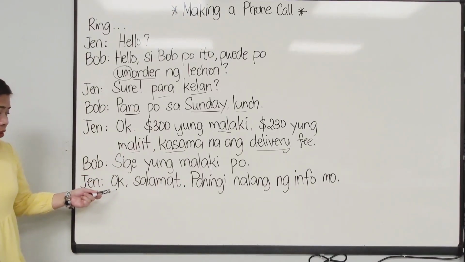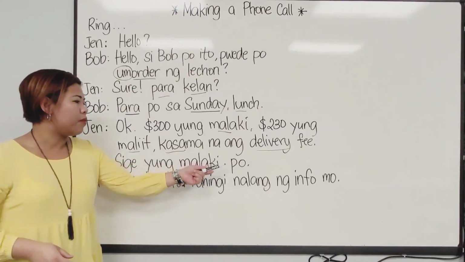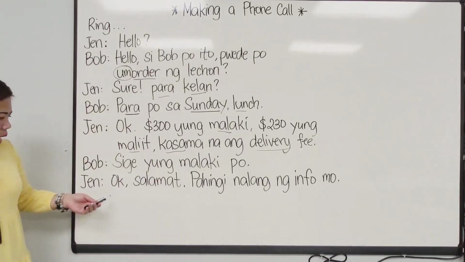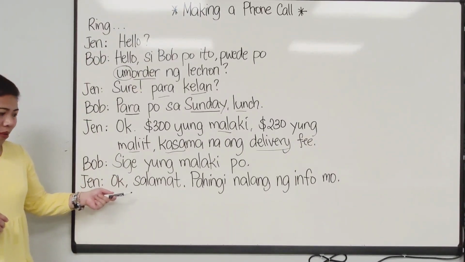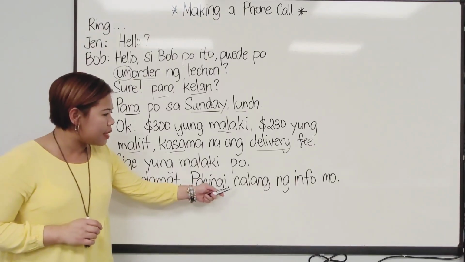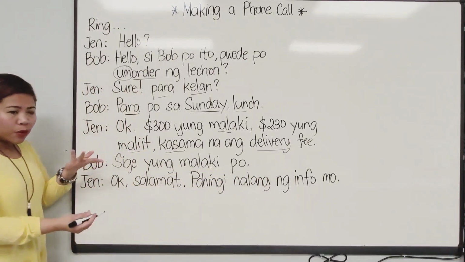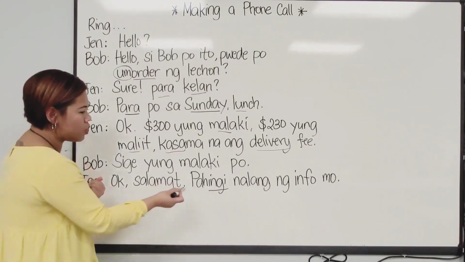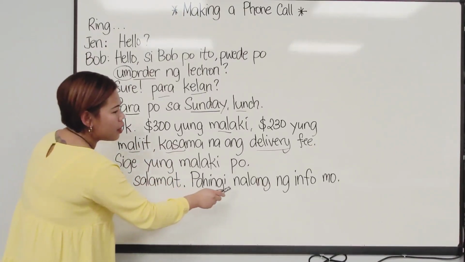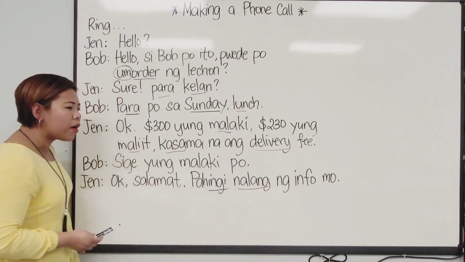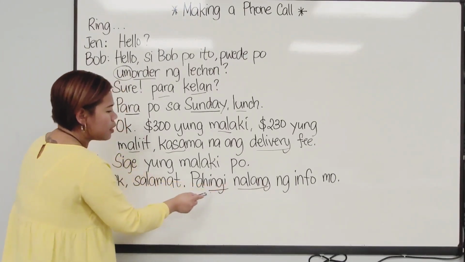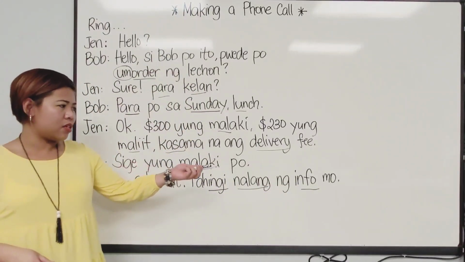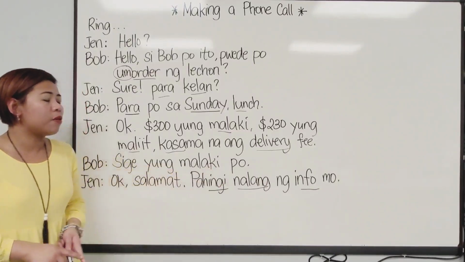And then Bob said, sige. Sige is also same with okay. So sige, yung malaki po. So he wants the big one. The malaki is the big one. And then Jen said, okay, salamat. Salamat is thank you, right? So, okay, thank you. Pahingi na lang ng info mo. Root verb of this one is hingi, ask, or give it to me. So, you're asking something to give it to you. Hingi is asking. It's just a word particle. It's like just. Just give me your info. So when you say info, it's the same in English, information. So just give me your information.